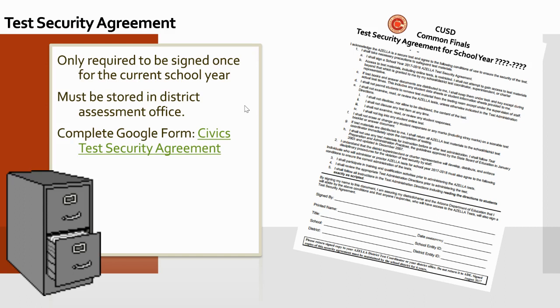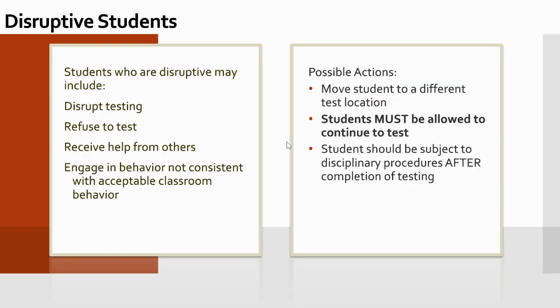The test security agreement will only be required to be signed once for the current school year, and will be specific to the CIVICS exam. It will be stored with us in the district office, but that's an easy thing to do because we're going to use a Google form. I put the link right here. Once you've administered the training to your staff, you'll be able to click on that link, log into your Google account, and complete it.